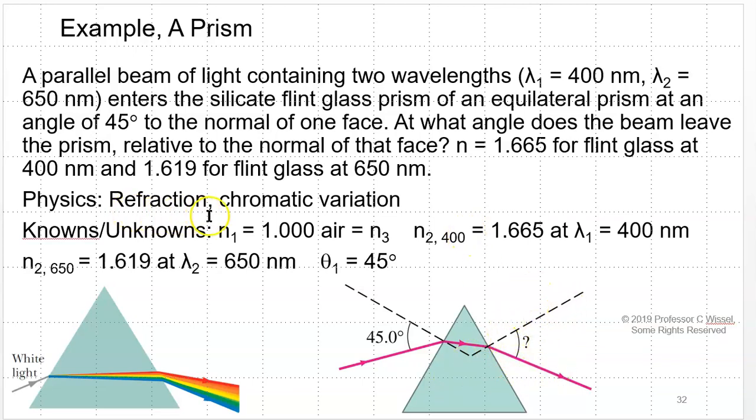The physics of this is refraction, chromatic variation. We know that N1 equals air, and that will also equal N3. With this, we have N2 at 400 nanometers is 1.665, and N2 at 650 nanometers is 1.619. And theta 1 is 45 degrees.